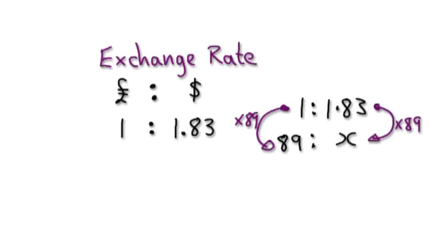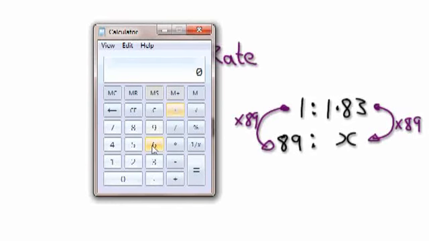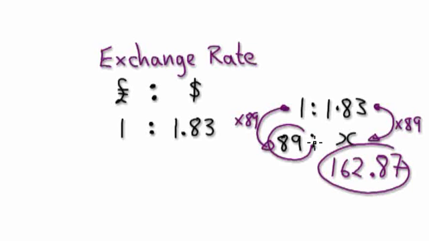So jump to my calculator. Now it's 1.83 times 89 equals 162.87. So for 89 British pounds, we will get 162.87 US dollars.